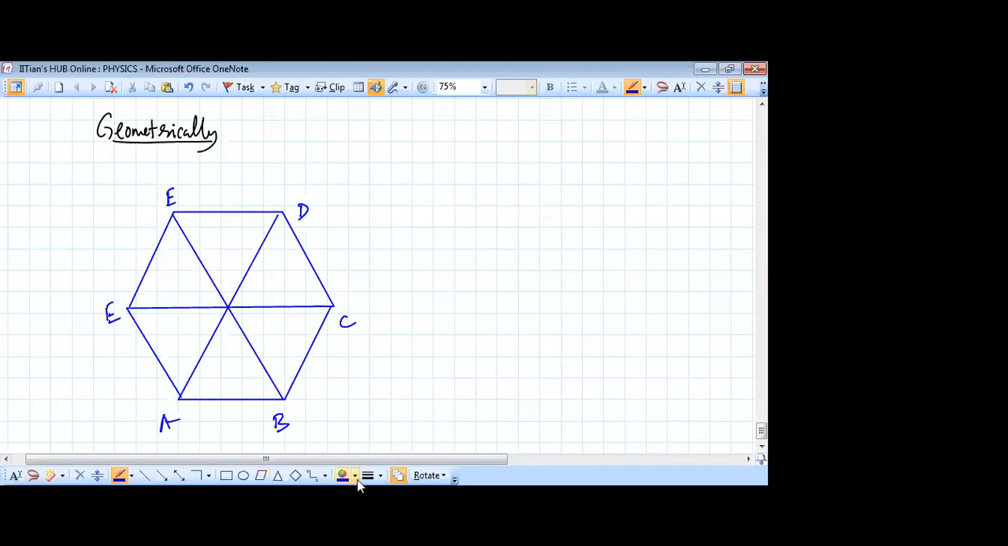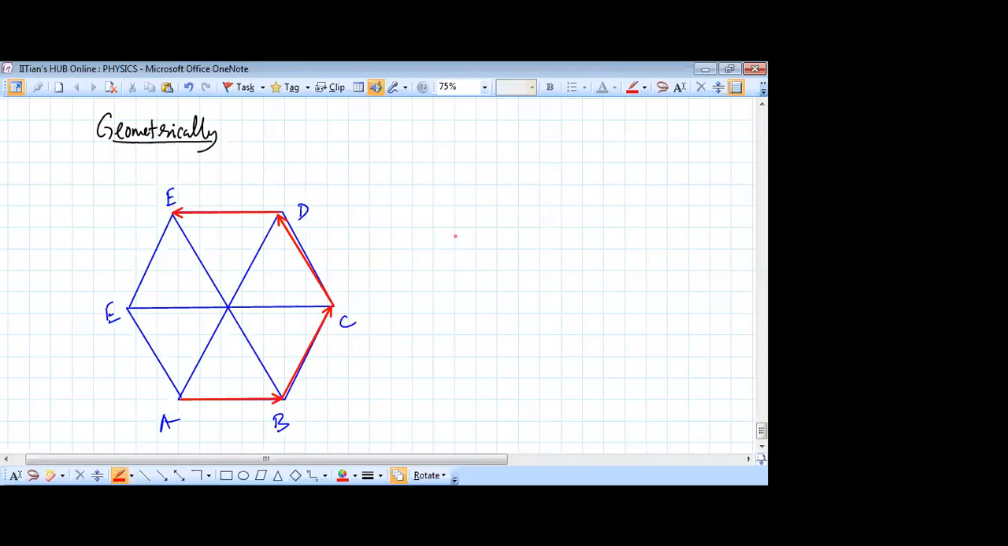So now let us look at the vectors that we are talking about within this symbol. If we are talking about the vector AB, for example, that's this vector. The vector BC is this one. The vector CD is this one. And the vector DE is this one.